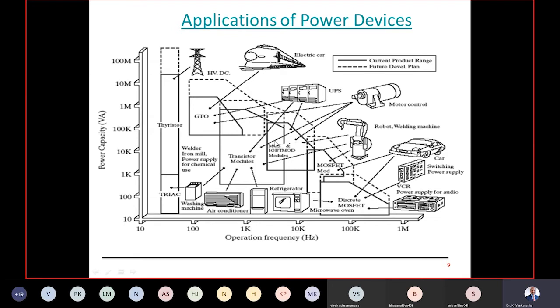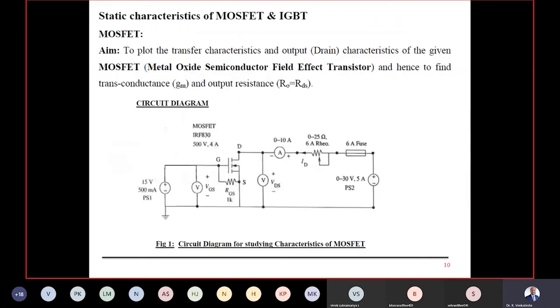Okay, so simply to say, when you have more power, I cannot select more frequency for switching. When you have more power, less frequency. Less power, more frequency I can go for, because they're inversely proportional here. So these are the highlights I would like to share with you.